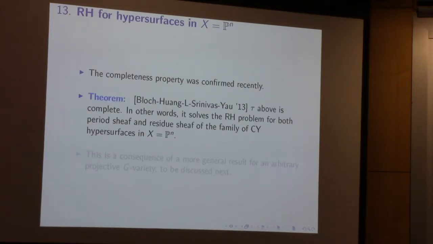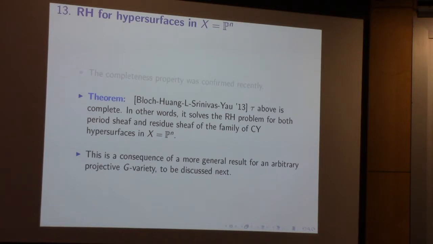Okay, so this completeness problem was settled recently in joint work with Spencer Bloch, Huang, Srinivas, and Yang. The statement is that the system I wrote down above is complete. Much of my talk will be to lay out a general context for this result, which is actually a very special case of a general result for an arbitrary projective G-variety.